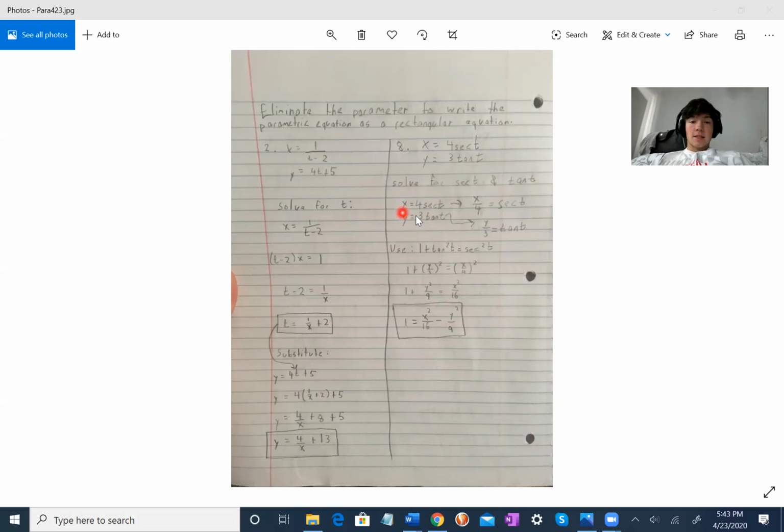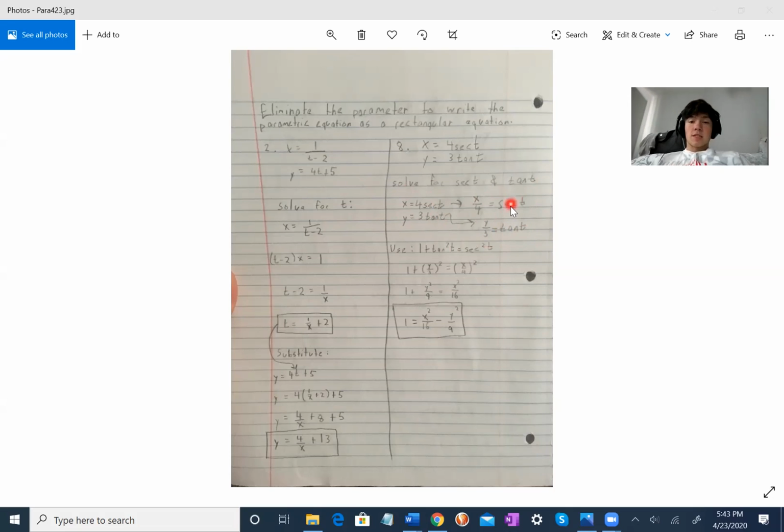We know x is equal to 4 secant t, y is equal to 3 tangent t. So solve for secant t. It's pretty simple. Just divide that 4 out. You'll get x over 4 is equal to secant t. I basically do the same thing with the y portion. Just divide that 3 and you get y over 3 equals tangent t.